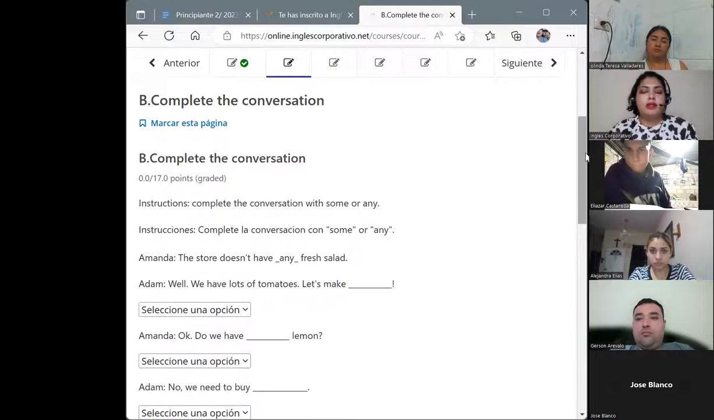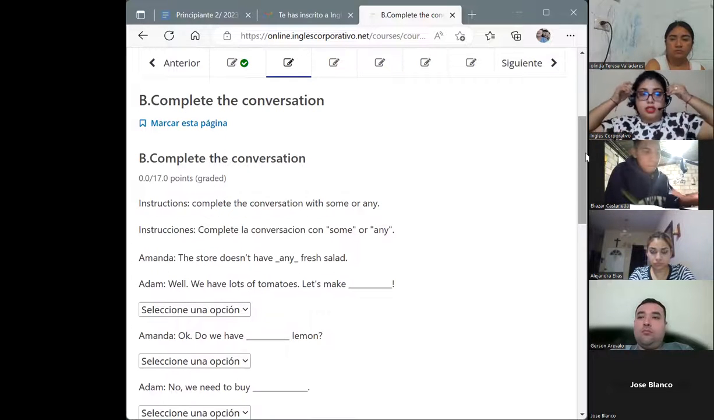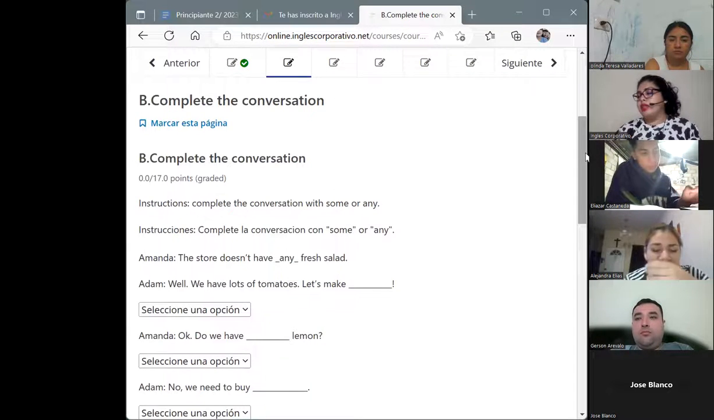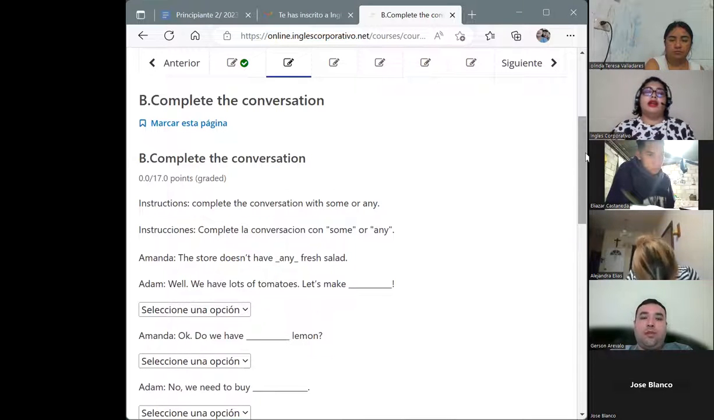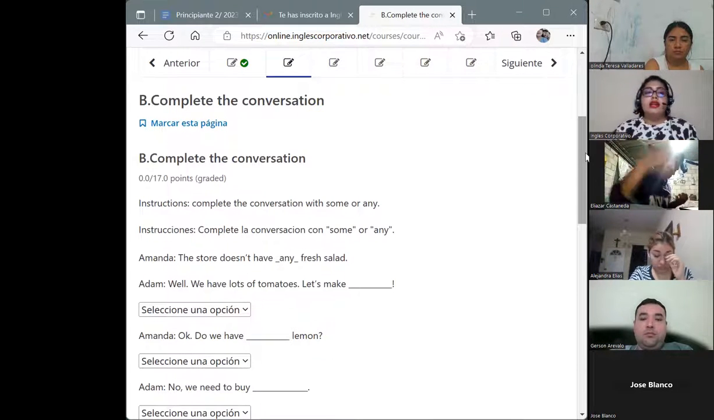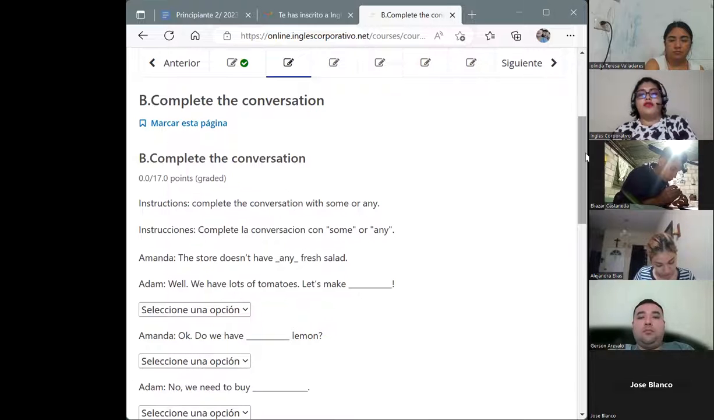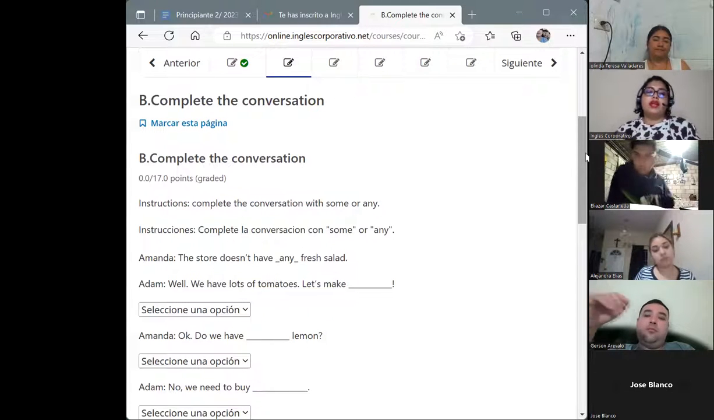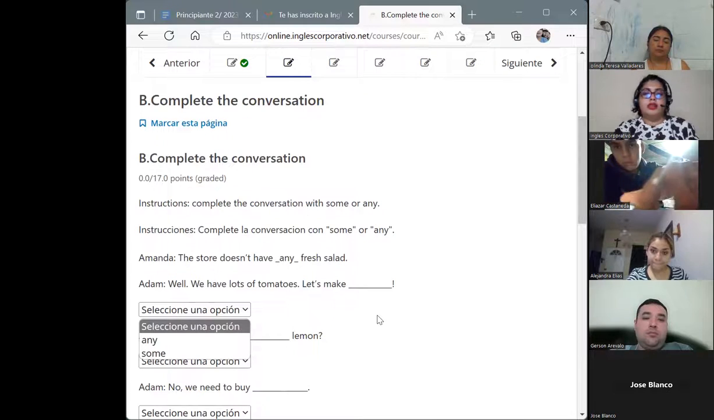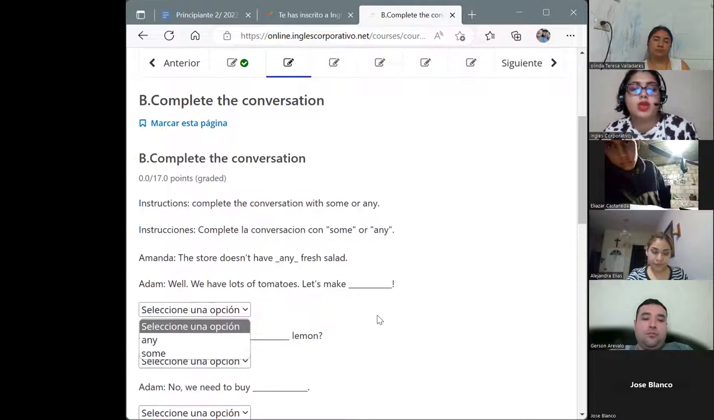Then we're going to complete that conversation. Vamos a completar esta conversación. So, in this case, we have to complete the conversation with some or any. En este caso, estamos hablando del tema de los countable and non-countable nouns. Son nombres contables y no contables, el uso de some y any. Así que en este caso, vamos a utilizarlos para completar las oraciones. The store doesn't have any fresh salad. Well, we have lots of tomatoes. Let's make. Y tenemos nuestras opciones. Any or some. Vamos a hacer algunos, pero ¿cuál es la opción correcta?